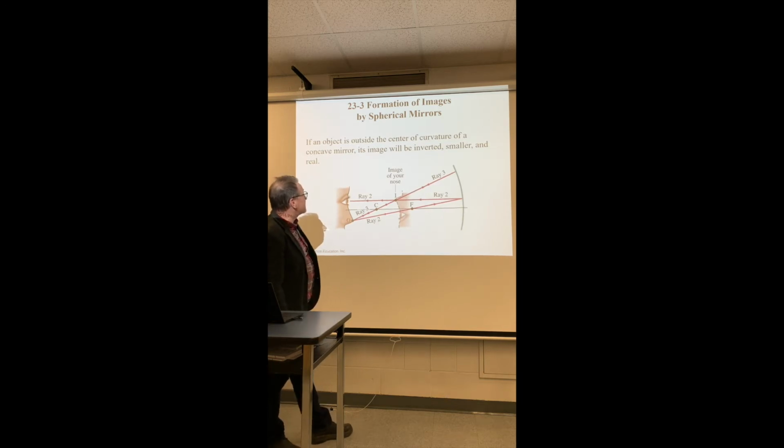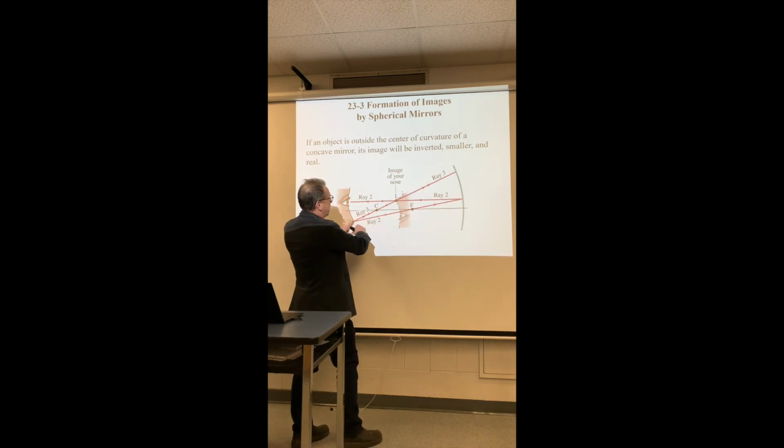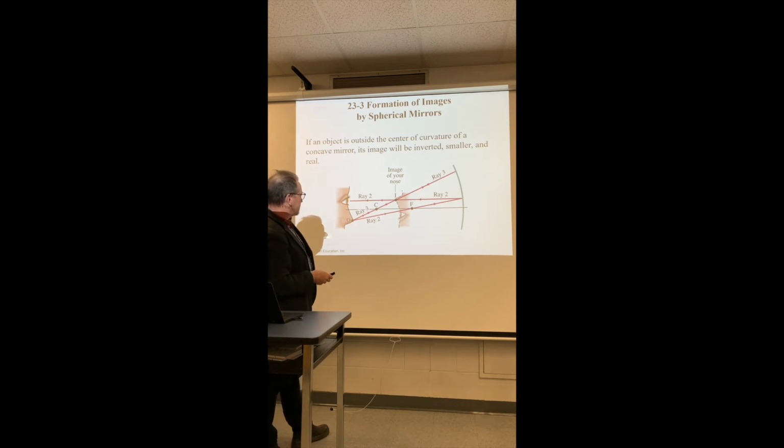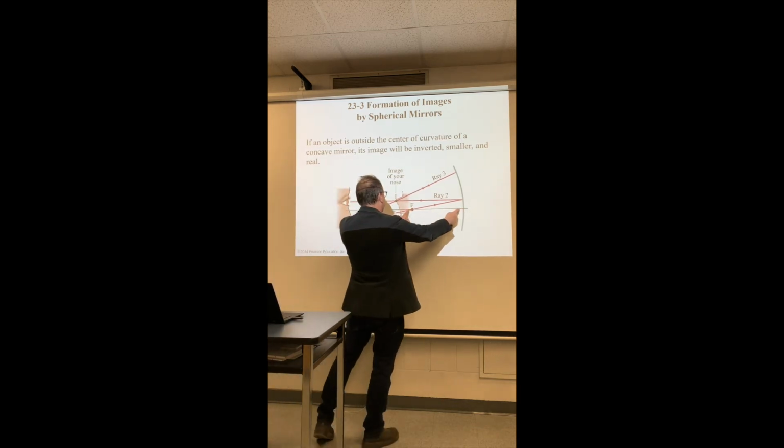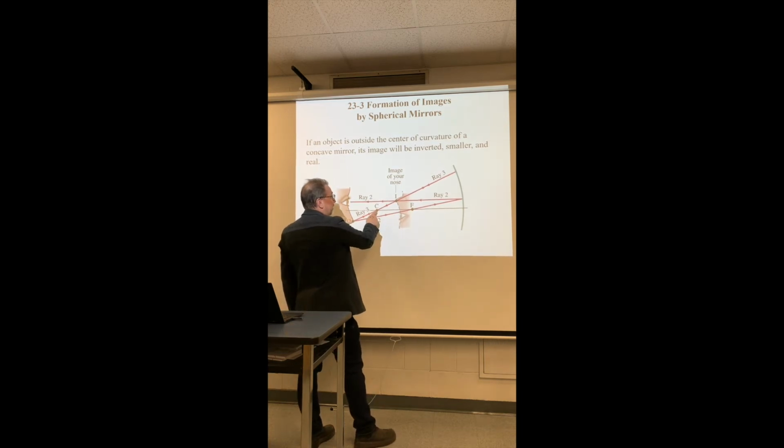If an object is outside the center of curvature of a concave mirror, its image will be inverted, smaller, and real. What's happening here? Here's my nose, here's the focal point, and I can only see that they've traced two rays, but I guess they cross over here. So this would be the image. You'd see yourself upside down if you're outside of the center of curvature. Remember, the center of curvature here will be twice the focal distance. Okay, they've marked it there. There's the center of curvature there, okay? So outside of the center of curvature, you'd see an upside down image.